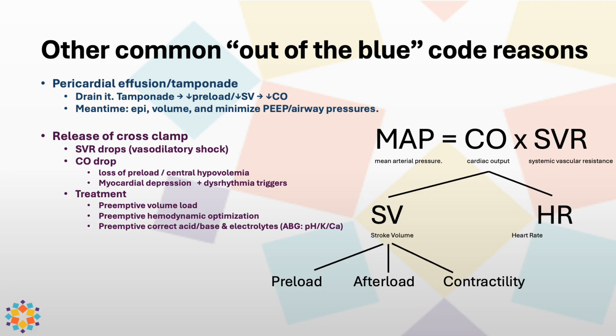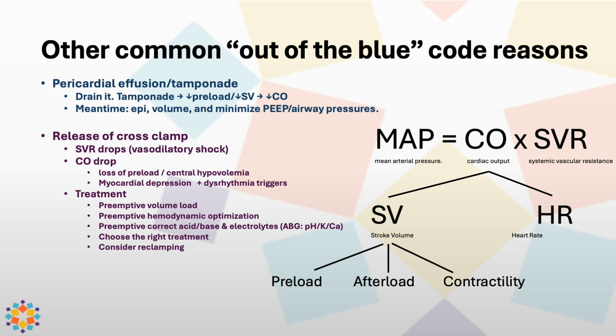Correct acid, base, and electrolytes ahead of time and then anticipate needing to correct them after cross clamp is released. A lot of times as cross clamp is being released, I will push an amp or two of bicarb. Also hyperventilate that patient in advance. Make sure you're choosing the right treatment for the job.